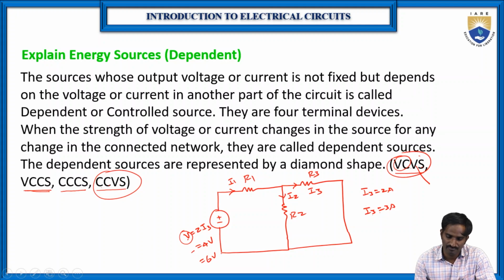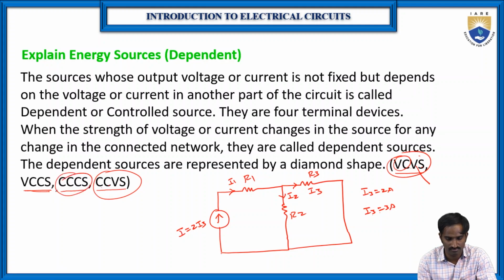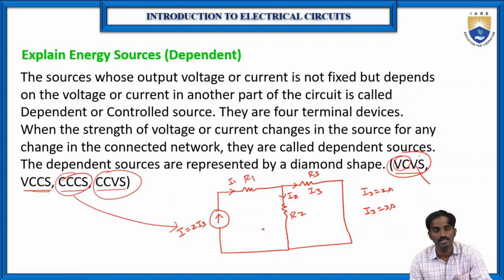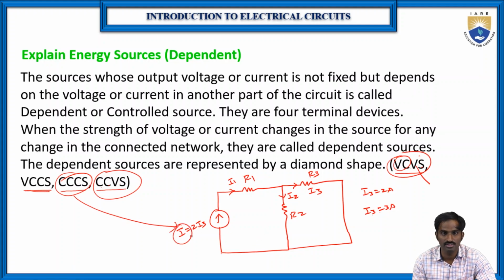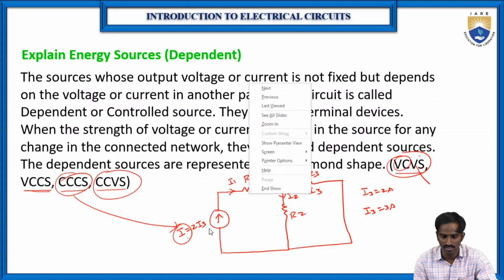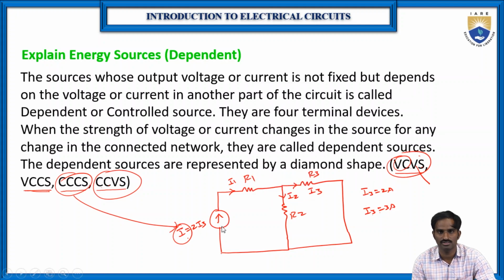In a similar way, if you take a current source, here I is equal to 2 into I3. Then this is a current controlled current source, because this current source is controlled by the current flowing through the resistor R3. So that's why this is a current controlled current source.